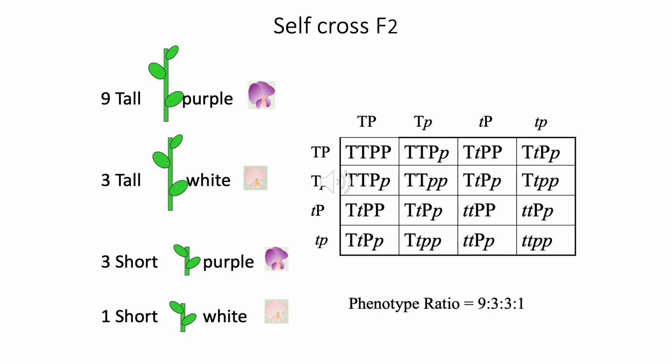So how do you know about this? You have to understand the Punnett square. You have to understand the gametes that you need to put outside the Punnett square, and you have to predict the genotype of the offspring inside the Punnett square.